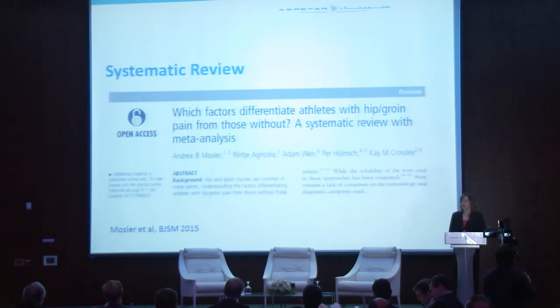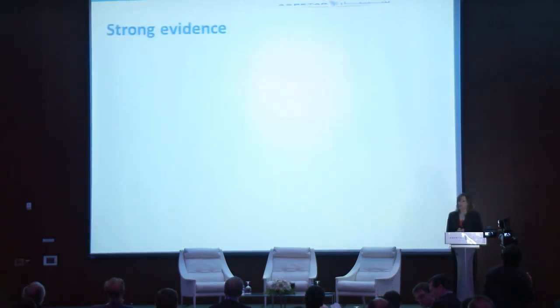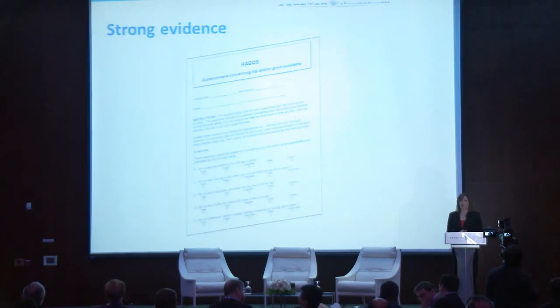We conducted a systematic review to look in the literature of case control, cross-sectional and cohort studies that detected which factors will differentiate between athletes with hip and groin pain and those without. We looked across many categories, but in terms of the ones to include in our groin screening, we found the strongest evidence for these tests. First of all, patient-reported outcome measures. There are many different patient-reported outcome measures available. I've just put the HAGOS up here because this is the one that's specific for athletes with hip and groin pain. So these are good at differentiating athletes with and without groin pain.